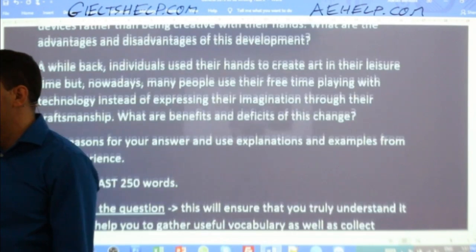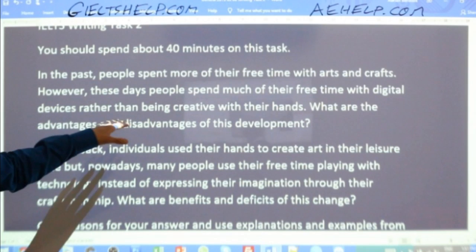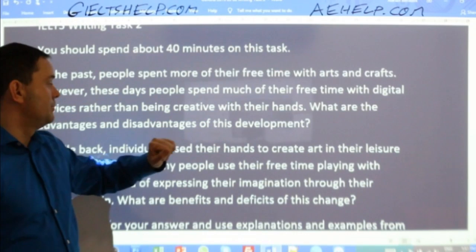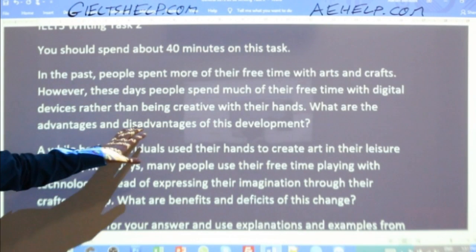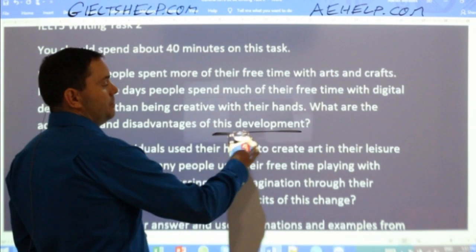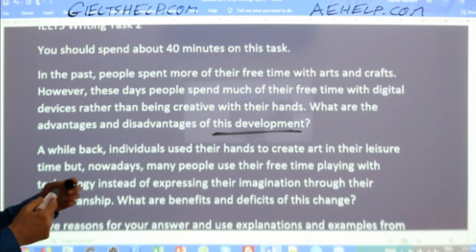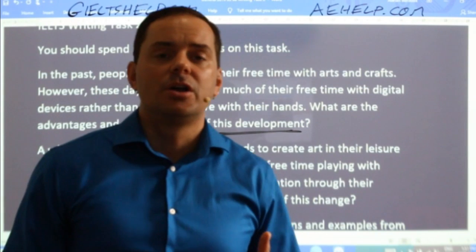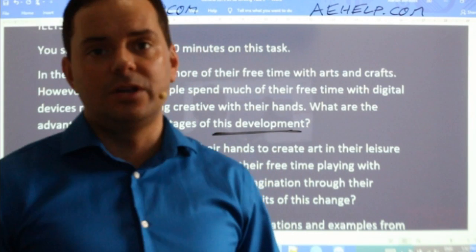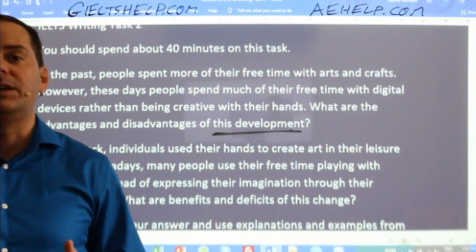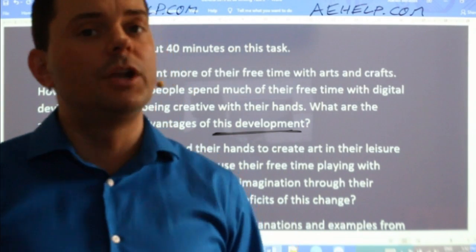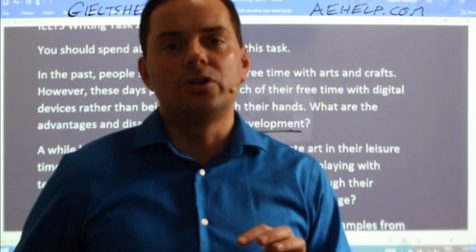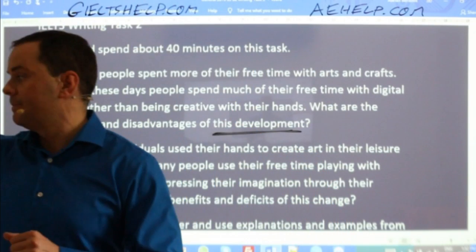Okay, remember the question. The question says that people spent more time with arts and crafts in the past. Now people spend more time with technology. What are the advantages and disadvantages of this development? Okay, so currently we want to focus on the advantages of using technology, okay, in paragraph 1, and then the disadvantages of not doing arts and crafts in paragraph 2. You have to be careful not to lose yourself in your answer, okay?